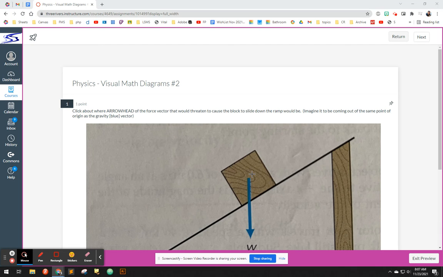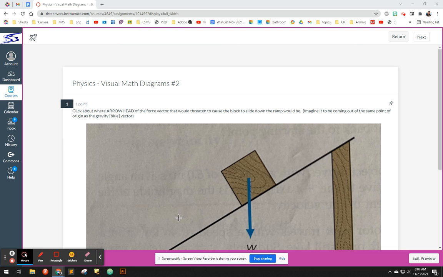All right. So now that you've struggled a little bit with these questions, it's time to talk about the answers and the rationales that go with it. It says click about where the arrowhead of the force vector would threaten to cause the block to slide down the ramp. Obviously, that would be in the direction this way. So all you have to do is decide where the arrowhead is.